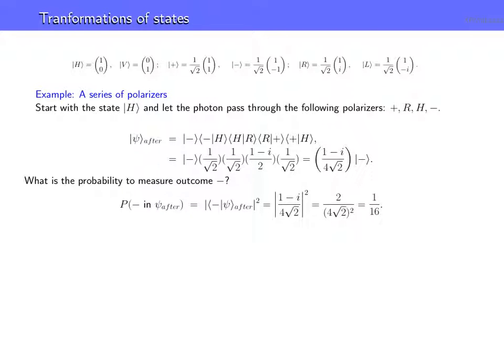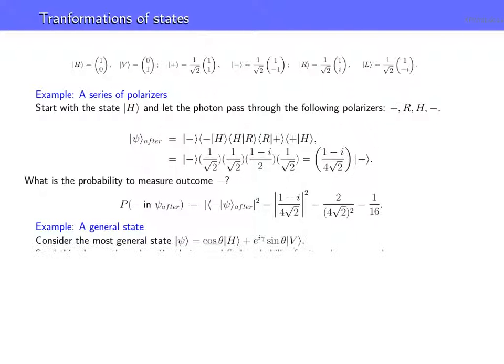Okay, let's look at another example. And let's talk about the general state. This is the most general state we can write in a two-dimensional Hilbert space. Again, we have the angle in the two-dimensional space, and we have the phase factor here because it's a complex vector space. But we just want to know what happens, say, if we send this through an R polarizer.